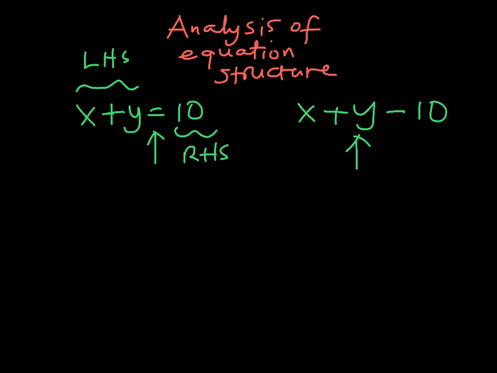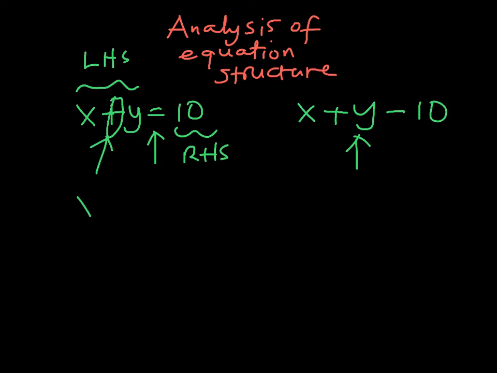The equation may also contain a math operation. For example, this is a math operation. Here we've been asked to add x to y to get a value of 10. So an equation, apart from having variables, the left-hand side, the right-hand side, and the equality sign, also has a math operation, which may be an addition or a subtraction or even a multiplication.